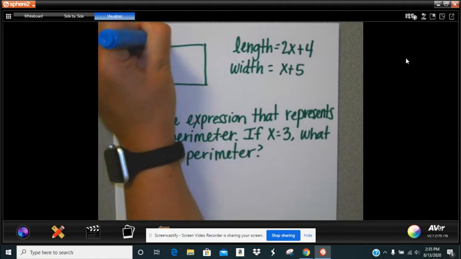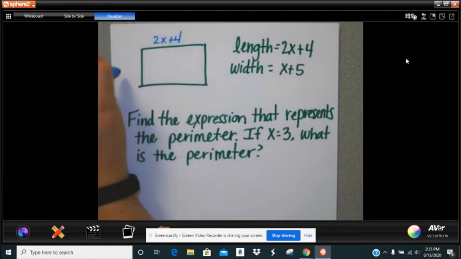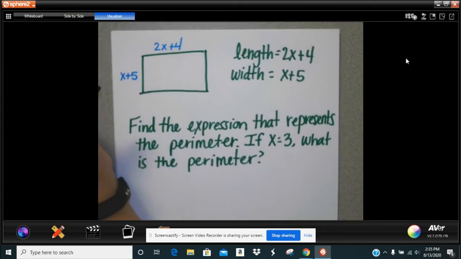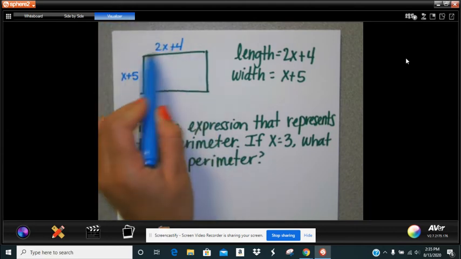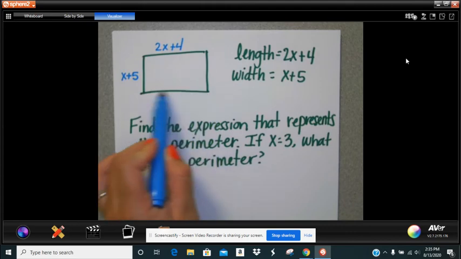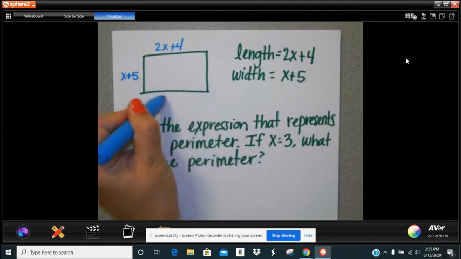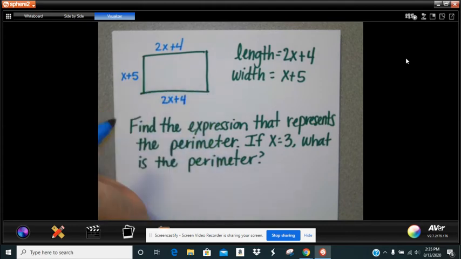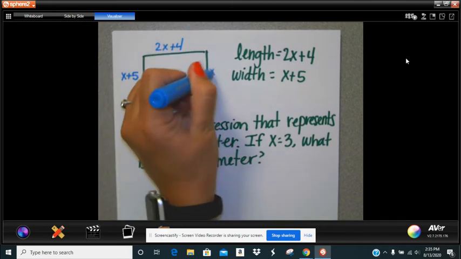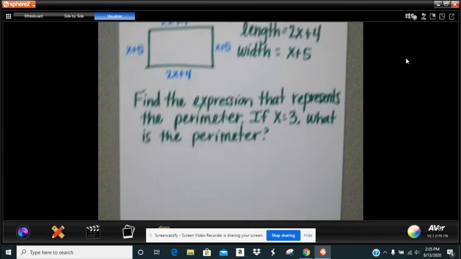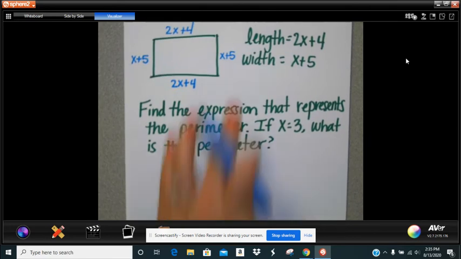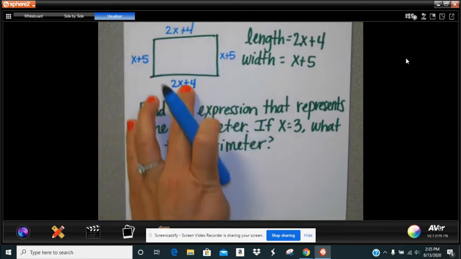So I'm going to fill that in. I've got 2x plus 4, and that's your length, and my width says x plus 5. Since this is a rectangle, we know that if this up here is 2x plus 4, then this distance down here on the bottom is also 2x plus 4. Same thing over here. If this width is x plus 5, that means this over here is also x plus 5.